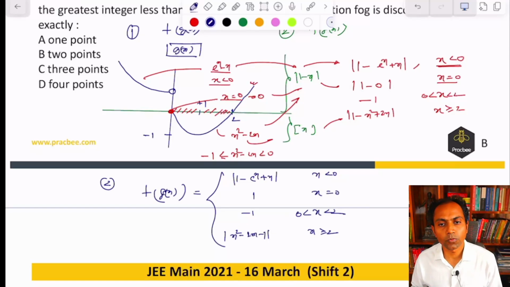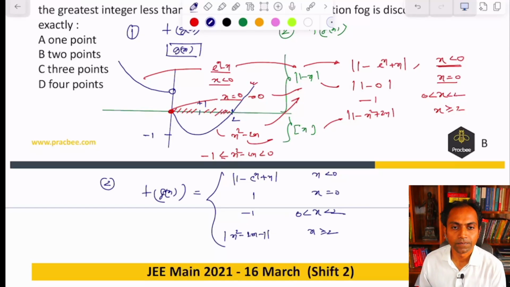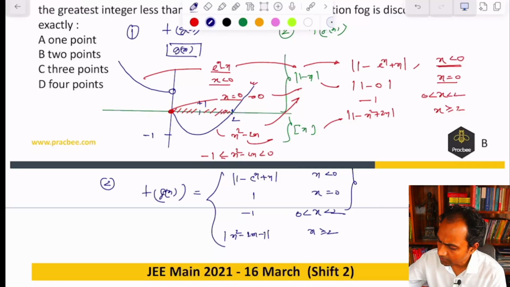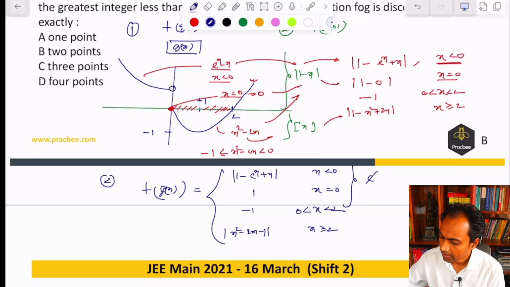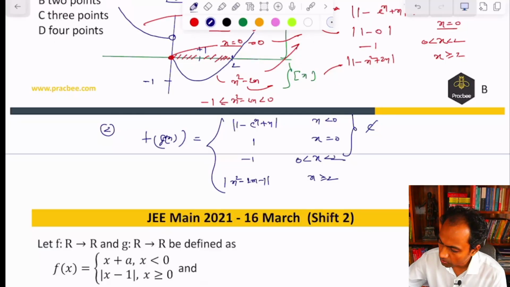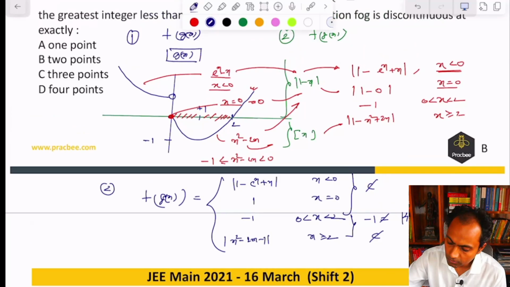So, now the obvious points to check continuity are what happens at 0 and what happens at 2. At 0 you can clearly see that from here it is discontinuous. If I check at 2, I will have to figure out the left hand limit. The left hand limit is minus 1 only. For the right hand limit I can put 2 here. So, that comes out to be 4 minus 1 comma, that is equal to 1, and hence it is not equal to minus 1. So, this becomes discontinuous. I can clearly see 2 points of discontinuity. So, the answer comes out to be option B.